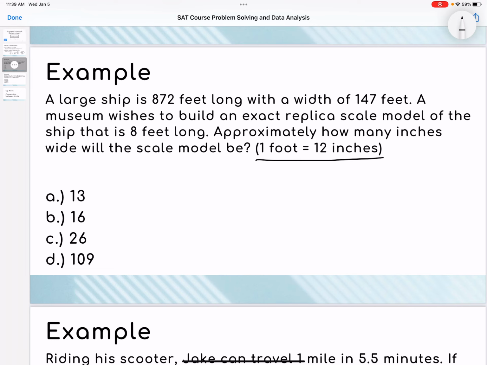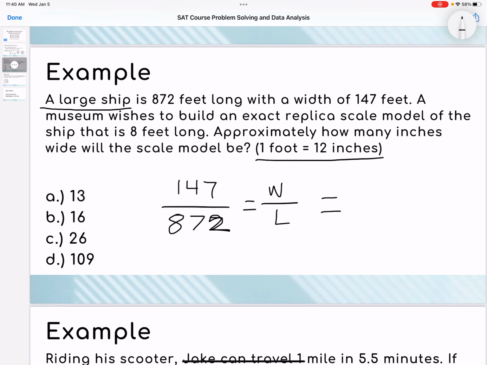All right, so let's see what we know. The real ship, it says a large ship, right? The real ship is 147 feet wide and 872 feet long. Make sure we see that too. So we have a ratio there, right? 147 over 872. That's a ratio in and of itself, and that one is equal to width, we'll call W, over length, or L.